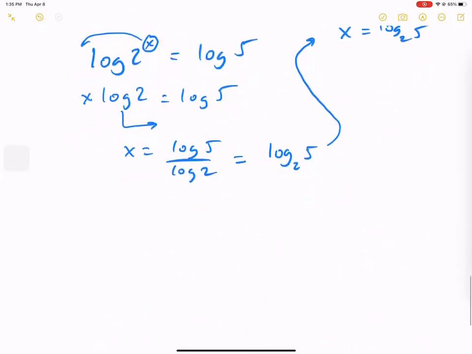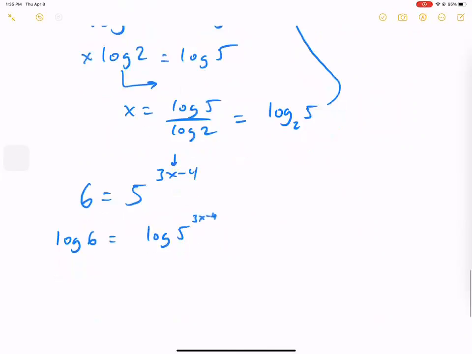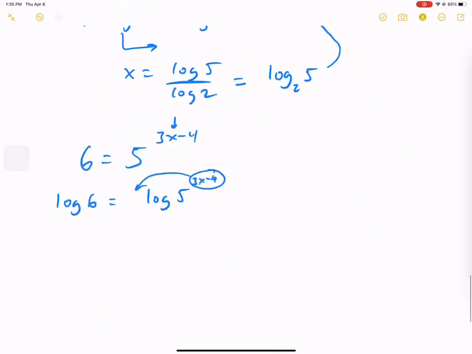Now what if I end up with a problem that looks a little harder? If I say 6 equals 5 to the 3x minus 4. As you can tell, I need to solve for exponents, so I'm thinking automatically I'm going to use logs. So let's do it. Let's log both sides. Log 6 equals log 5 to the 3x minus 4. And I do this because I want to use logs like a stick to break kneecaps, and I'm going to take them to the ground. Log of 6 is equal to 3x minus 4 with log of 5 in the back.